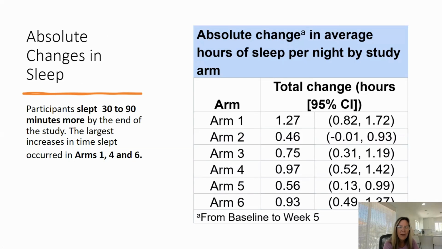This is just talking about absolute changes in sleep. And so this is interesting that participants slept 30 to 90 minutes more by the end of the study. Those of us that are constantly pushing the snooze on our alarm can totally understand how 30 minutes can make a huge difference. And so, again, very impactful and supported by the clinically meaningful data that 30 to 90 minutes more probably makes a difference.